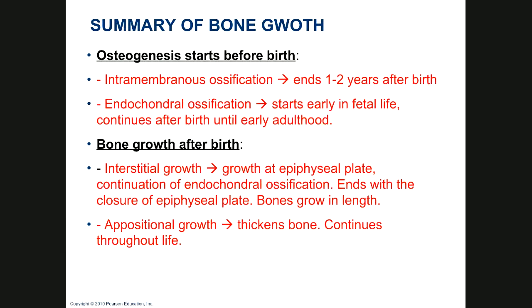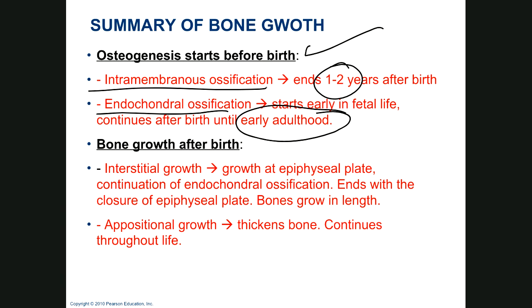So remember, osteogenesis is the development of bone. It starts before birth and ends 1 to 2 years after birth in the case of intramembranous ossification, or goes all the way until early adulthood in endochondral ossification. Bone growth after birth, interstitial growth, is what happens in endochondral ossification as the bones grow in length. Appositional growth is the growth in thickness, which continues throughout life.